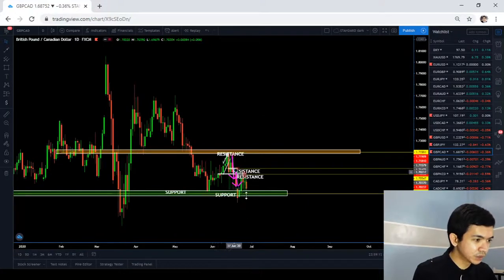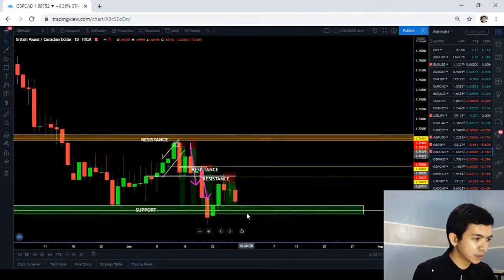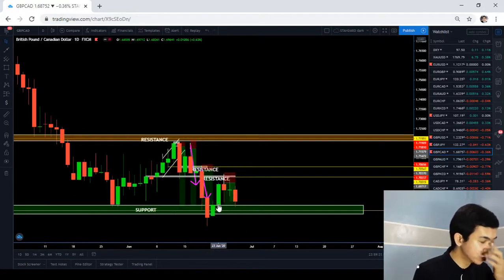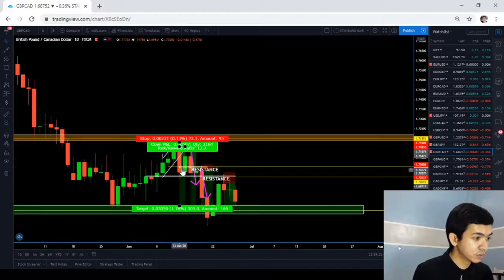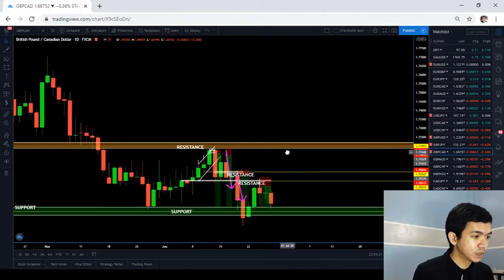Itong galaw lang yan. I have 4 positions na nagawa. Ayan, di ba? Galaw lang yan, just a single move of the market. Although it took time, of course: 1, 2, 3, 5 days. Di ba? It made me have a maximum gain possible for this single move.